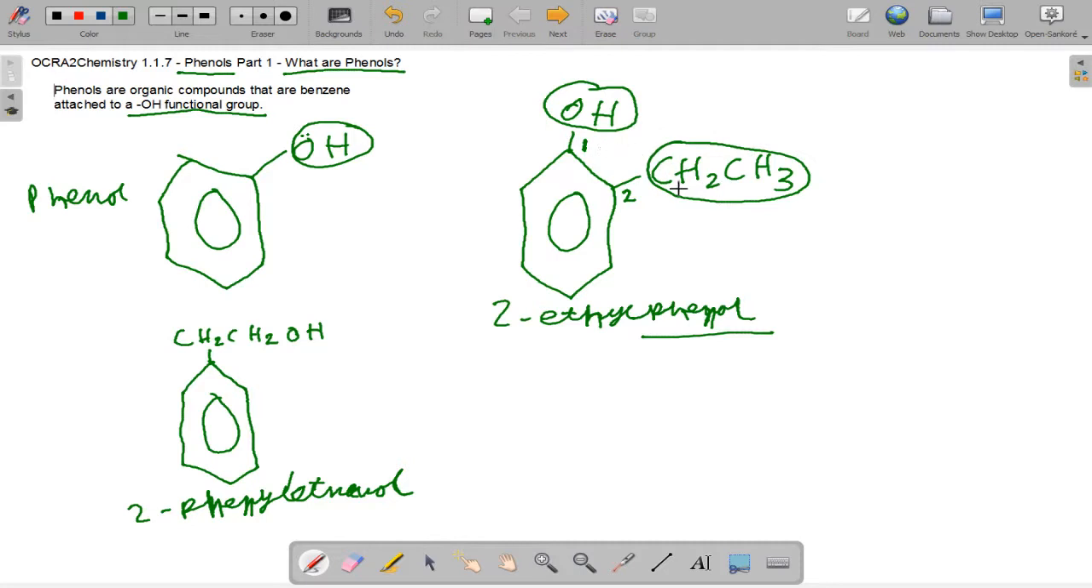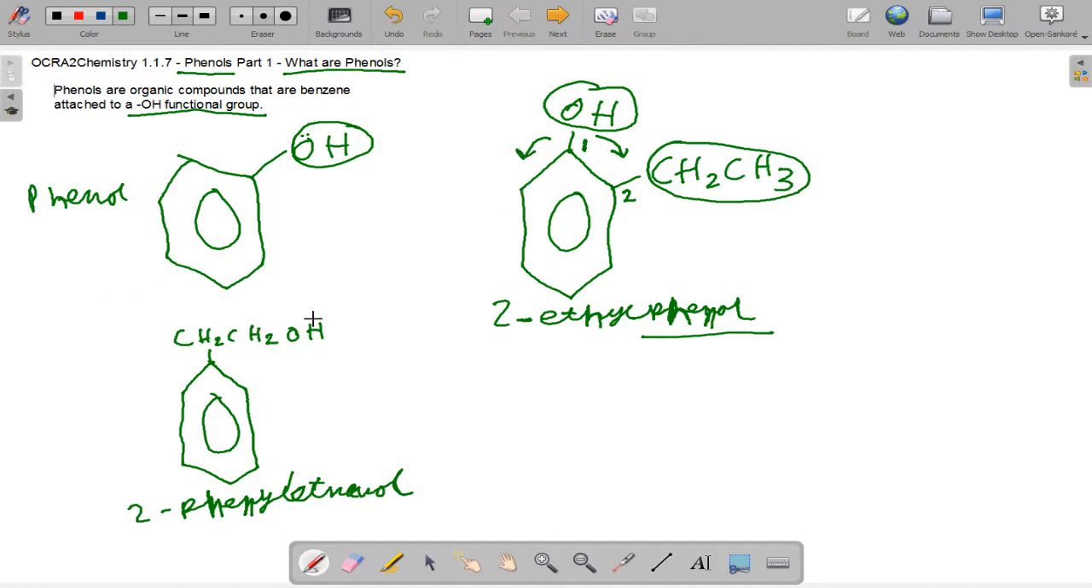So first you find your ethyl group on 2, so that'll be 2-ethylphenol, or if you really wanted to do it the other way around, it would be 2-ethylphenol either way, because if you counted logically, it would be exactly the same. If I go clockwise or anti-clockwise, it makes no difference.